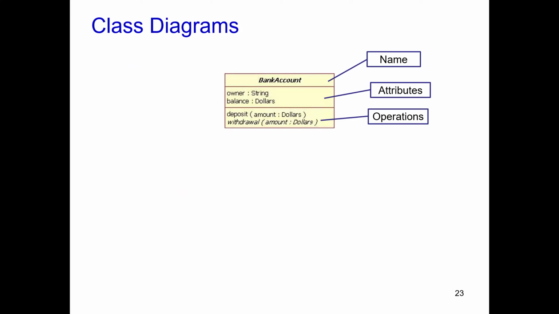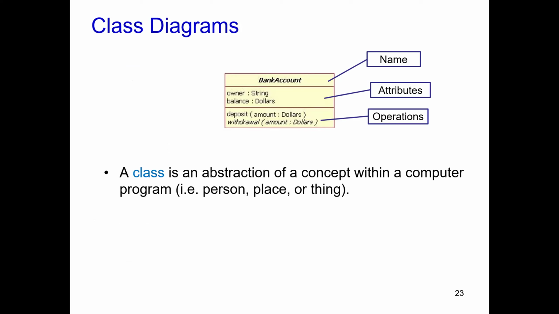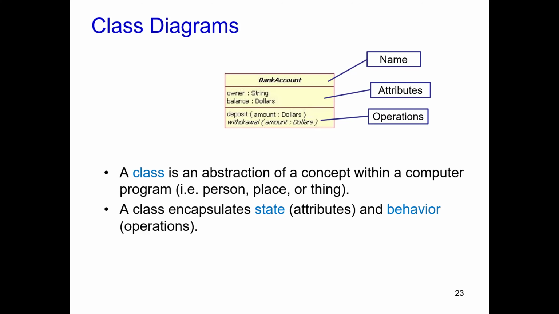So if you start at the top, it's a bank account. You have the owner, the balance, and then the functions that you can perform for that class. So a class is an abstraction of a concept within a computer program. And again, as I stated already, these can be easily implemented not only in computer programs, but in other types of systems. It encapsulates the state or the attributes and the behavior.